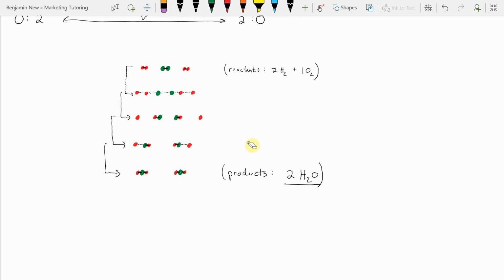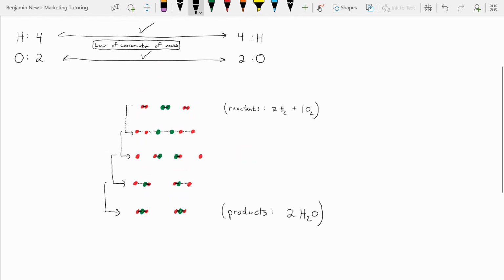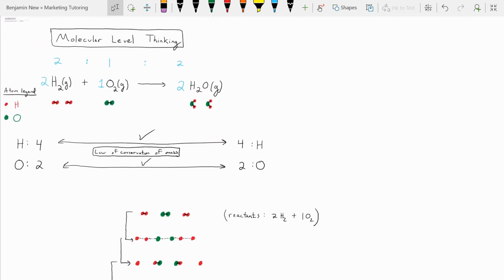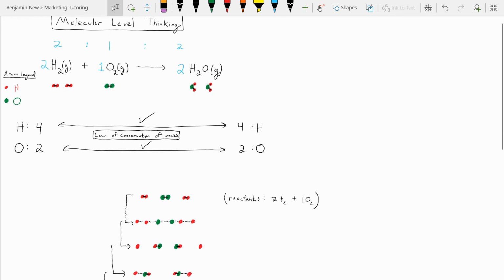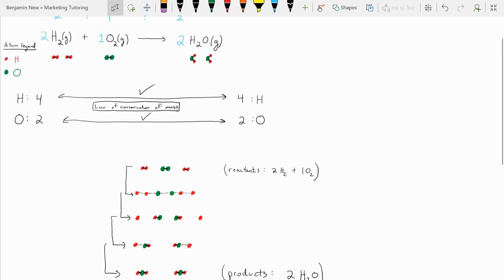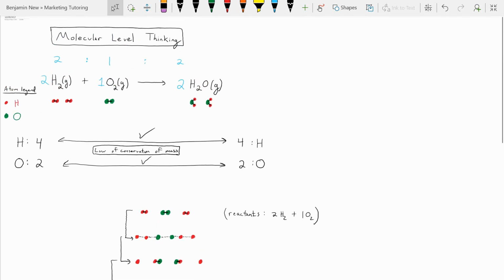This is something that you'll learn later on, which is called a reaction mechanism. It's sort of a hand wavy one at that, but what I'm trying to get you to do is think on a molecular level and think how you actually get from A to B in a reaction. And so with that, I will end the video.